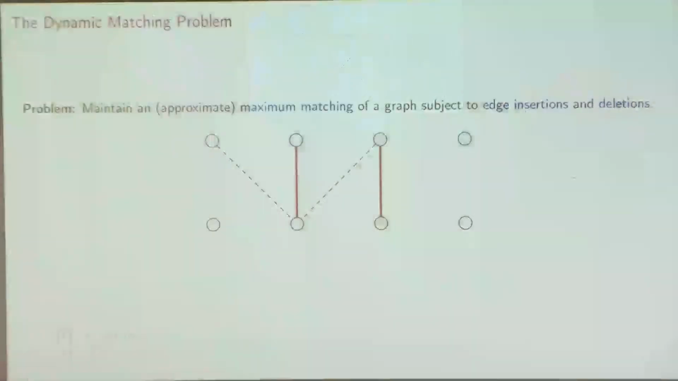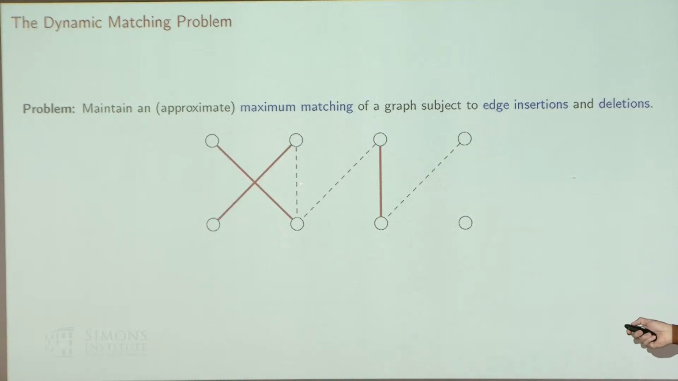OK, so what's the dynamic matching problem? Our goal is to maintain an approximate maximum matching of a graph that's subject to edge insertions and deletions. So maybe this is a graph, and this is a maximum matching. Maybe this edge gets inserted, which doesn't really change the maximum matching of this graph. But then maybe when this edge gets inserted, we can increase the size of the matching. How? Maybe we can include these two and exclude this one from the matching. It increases the size of the matching.